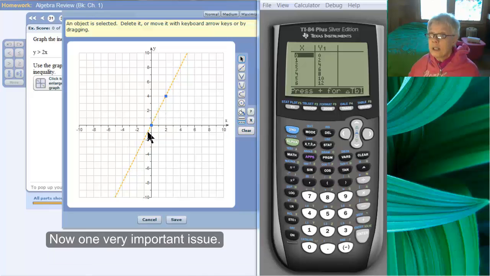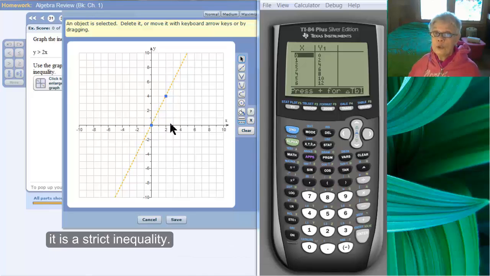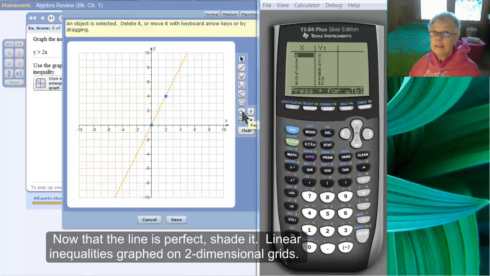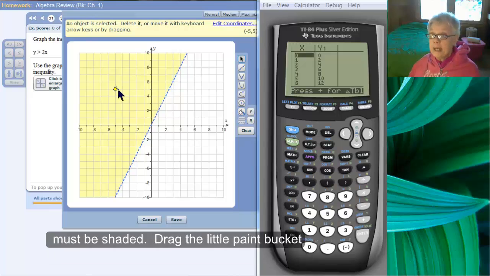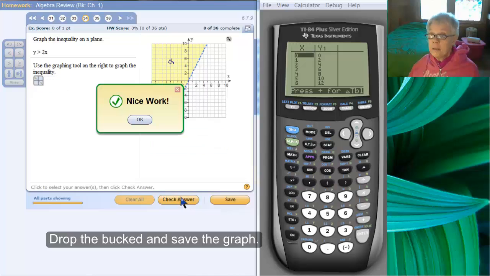And now look, I choose whether I want the line to be solid or dashed. Strictly greater than takes a dashed line, as does strictly less than. Now I'm dragging the paint can over to the upper side of the line, which is what we saw was shaded in the graphing calculator, and I check my answer, and voila, we got it right.